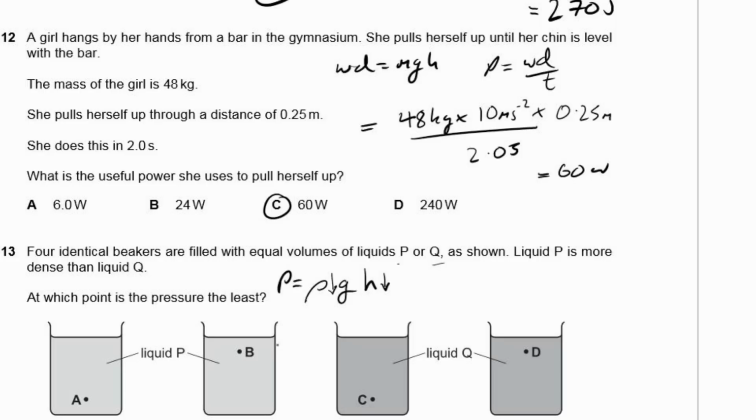So looking from the surface of the liquid, the only two that are possible are B and D. They're the closest to the surface, so the lowest pressure. And I want the one which is the least density, the smallest density, which is Q, because we know P is more dense than Q, so I want liquid Q up at the top. Option D.